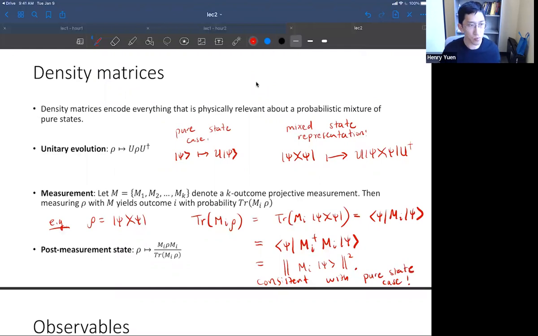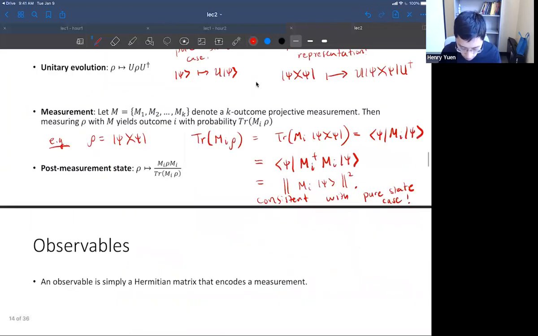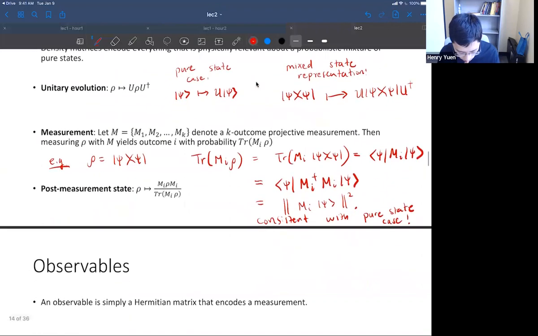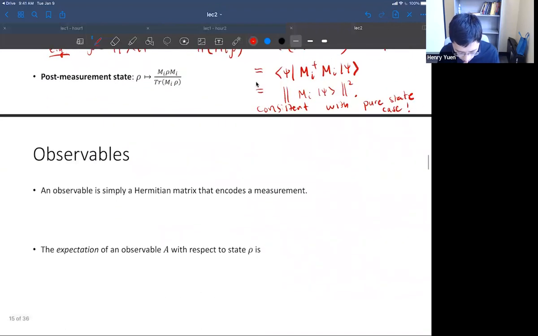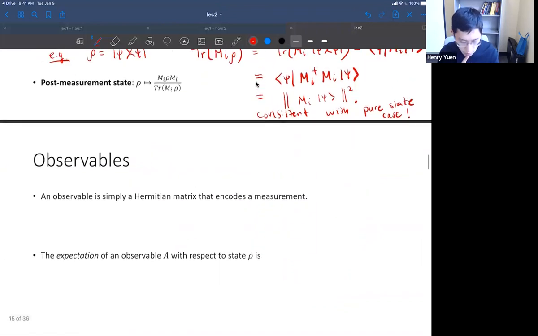Okay. Any questions so far? All right. So if not, do I want to talk about this? Yeah, I think might as well, because we'll talk about observables later in the lecture.